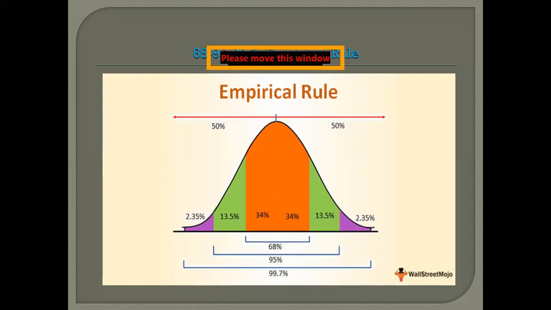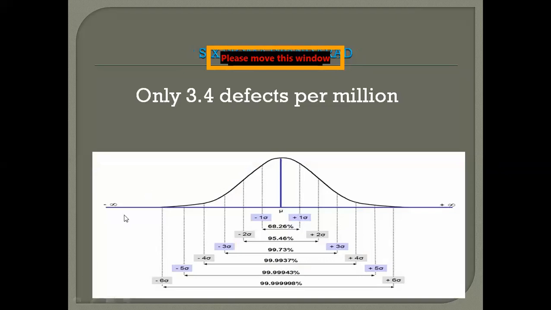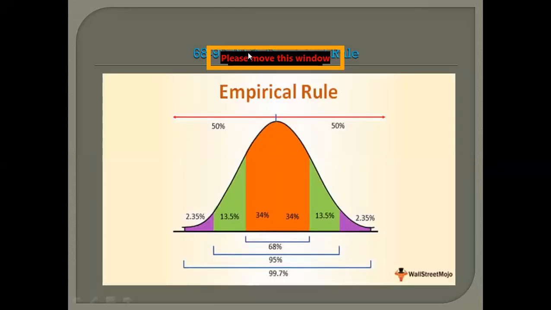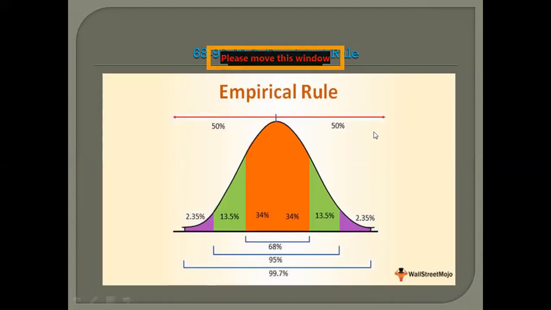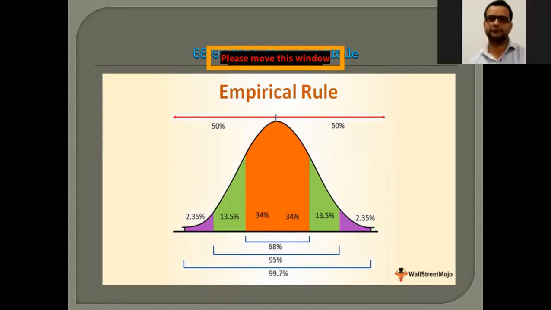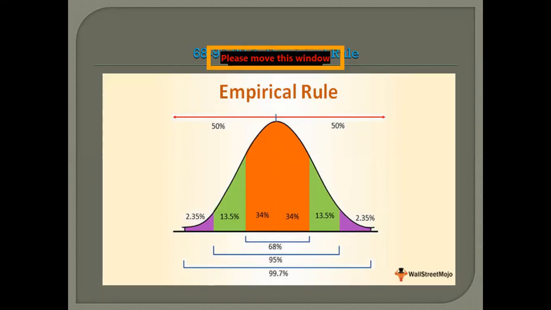And that's why we call this the empirical rule, or 68, 95, 99.7. 68% of the data falls within one standard deviation. 95% of your data will fall within two standard deviations away from the mean, and 99.7% of the data falls within three standard deviations away from the mean.